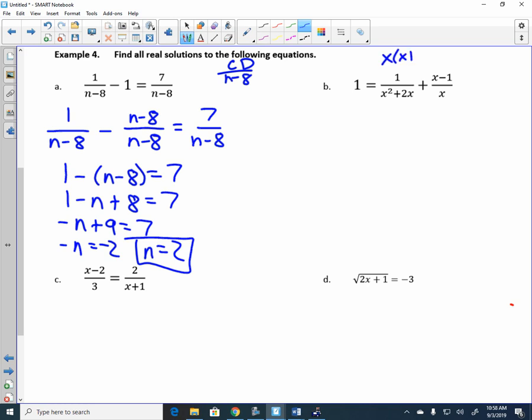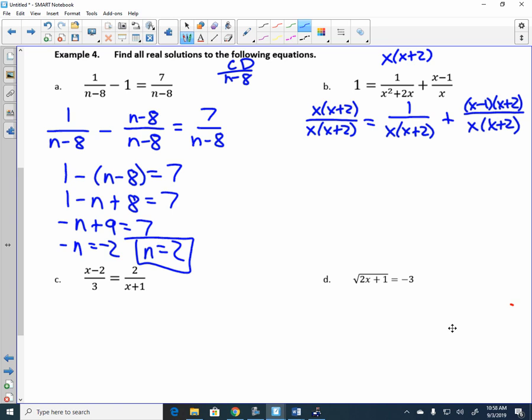Yep, x times x plus 2. So we're going to look at the left side and multiply top and bottom by x times x plus 2. We have 1 over x times x plus 2. And then I have to multiply top and bottom of the last term by x plus 2 over x plus 2. Notice now they all have the same denominator, which is x times x plus 2. So I multiply this out.